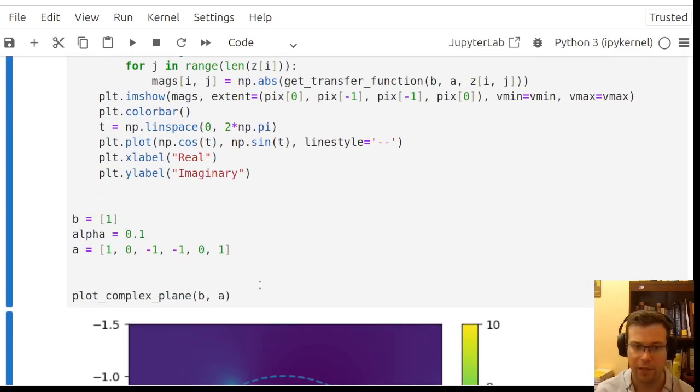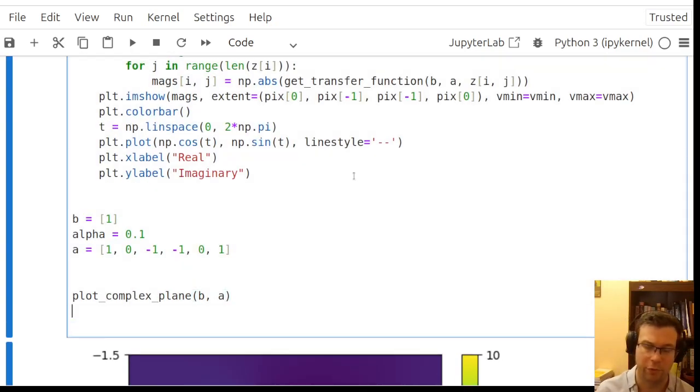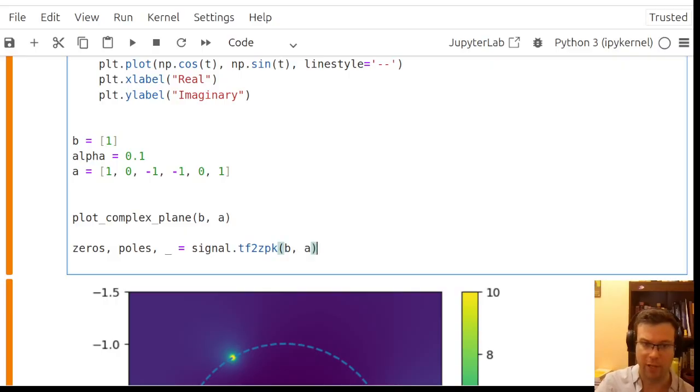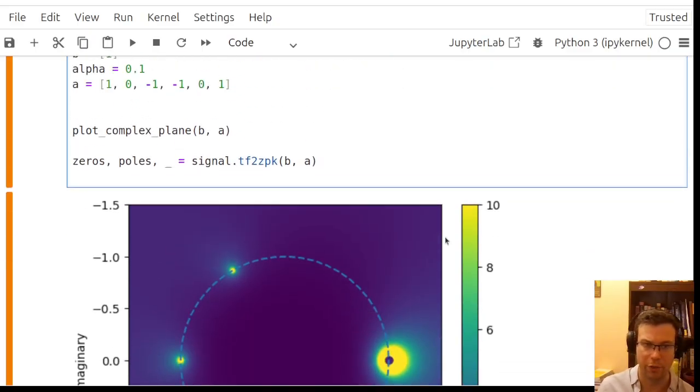And so there's a method that will automatically solve those polynomial equations in the numerator and the denominator. So I'll say zeros, poles equals signal.tf2zpk, transfer function to zeros, poles, and k. This is called the gain, but I don't care about that right now. So let me pass in b, a here. And let me write a little bit of code to plot.